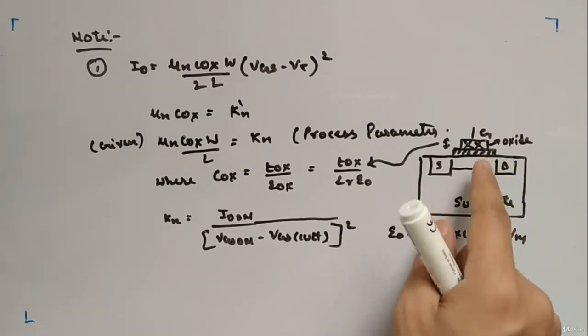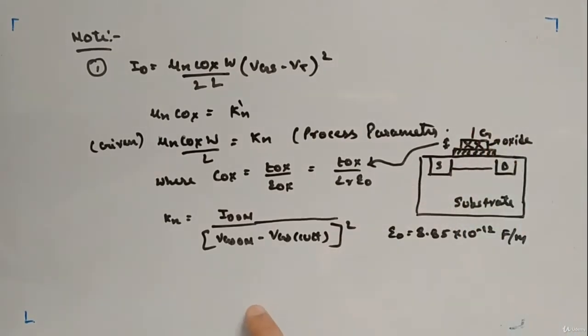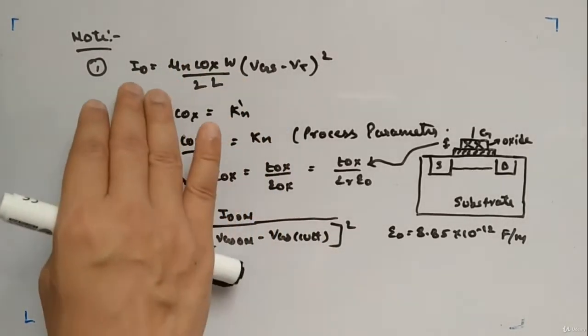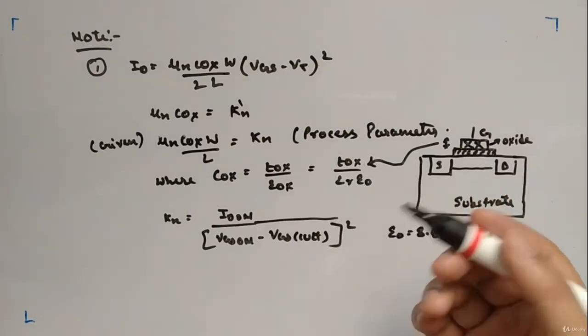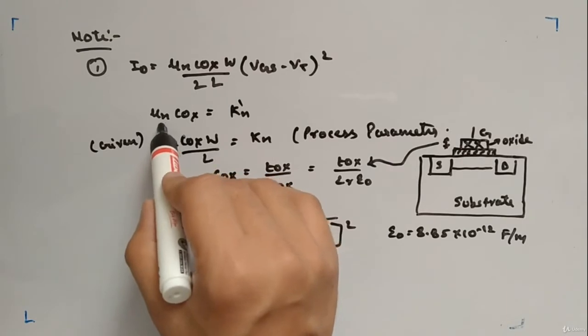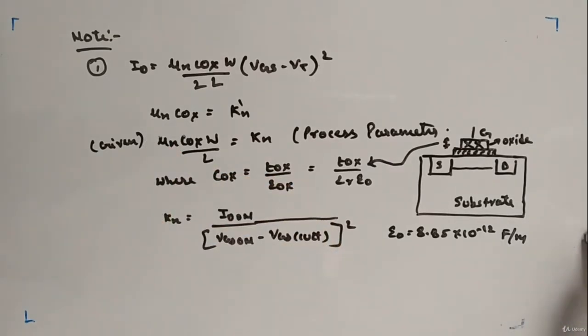This is the arrangement to show you the oxide layer. Then sometimes Kn is also written as ID on divided by (VGS on minus VGS cutoff) whole squared. All the quantities will be given to you. It is a constant which is used to solve the current equation, and that's the reason I wanted to mention it. It is not dependent upon the type of the MOSFET, N type or P type. Only the mobility mu changes for N type or P type. That's it, nothing else will change. So this is one constant I wanted to talk about.